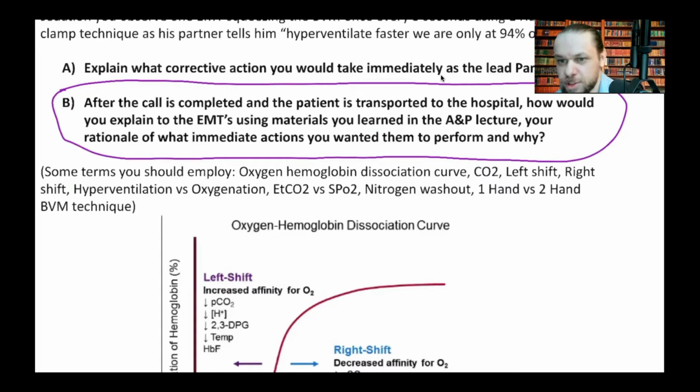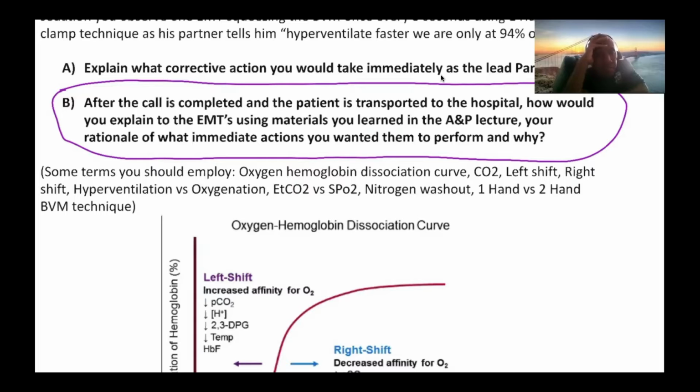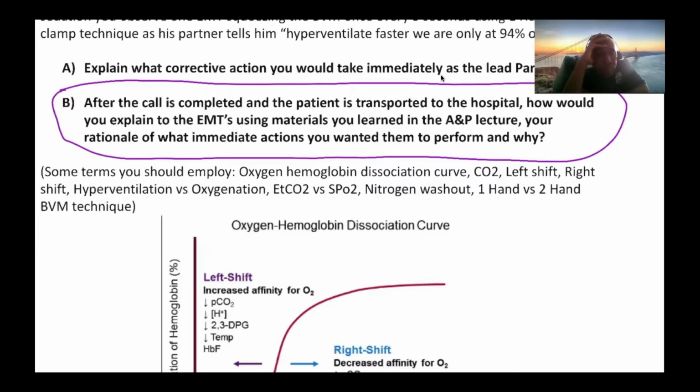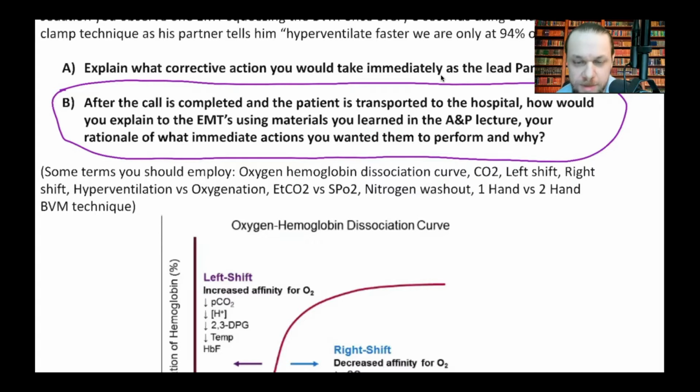So basically the question says they were using a one-handed EC clamp, and they were squeezing the bag very fast. I think I said every 3 seconds, right? Knowing what you know now, how would you explain? Let's say I am the EMT on the call. I was doing that. I understand pulse ox. You told me you wanted 100%, and I know to get it to 100%, I gotta squeeze the bag as fast as I can.